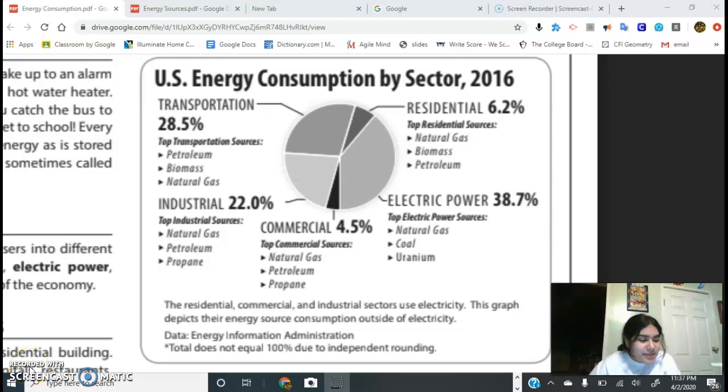Hi, today's topics are energy consumption and energy sources. Here we see a chart of the U.S. energy consumption by sector. Now the sectors are transportation, industrial, commercial, electric power, and residential.